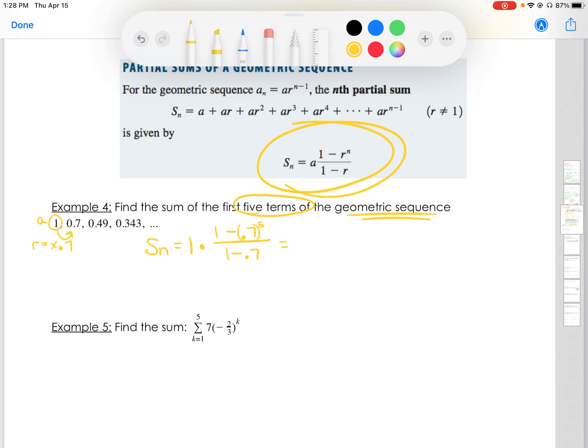All right, so 1 times 1 minus 0.7 to the 5th power, which is 0.16807. 1 minus 0.7 is going to give us 0.3. And then we just have a little bit more arithmetic to do on top when I subtract, and then I'll divide. I'm going to get 2.7731, and that's our sum.